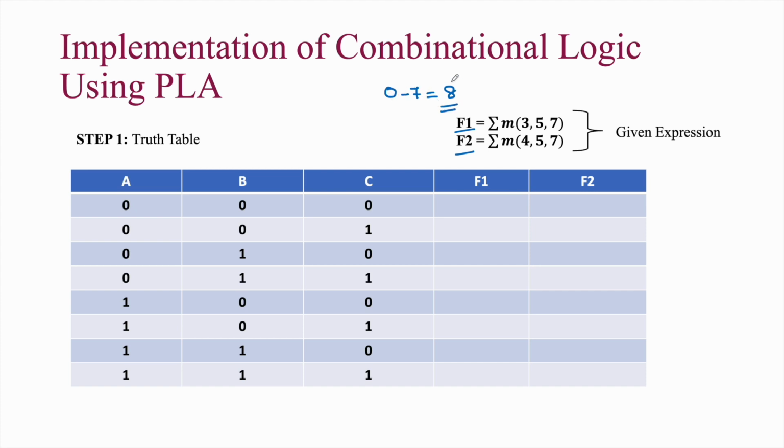So if the total minterms are 8, how many bits do we need? It should be 2 power 3, which is equal to 8. Therefore, we need 3 bits in order to represent 0 to 7. Therefore, we are choosing 3 bits as input: A, B and C. We are taking 3 input bits.